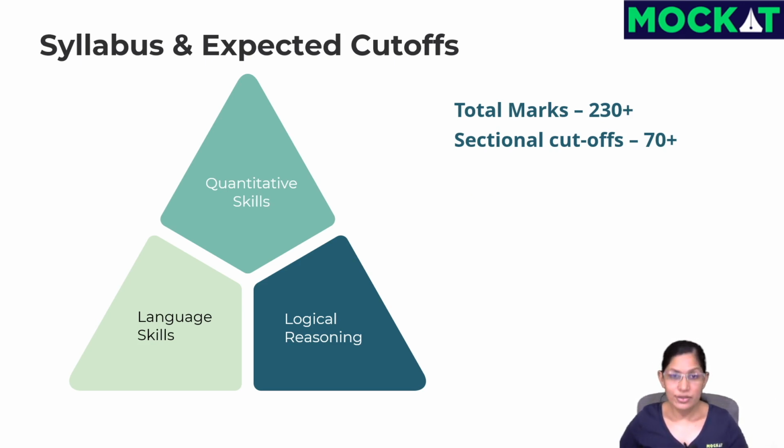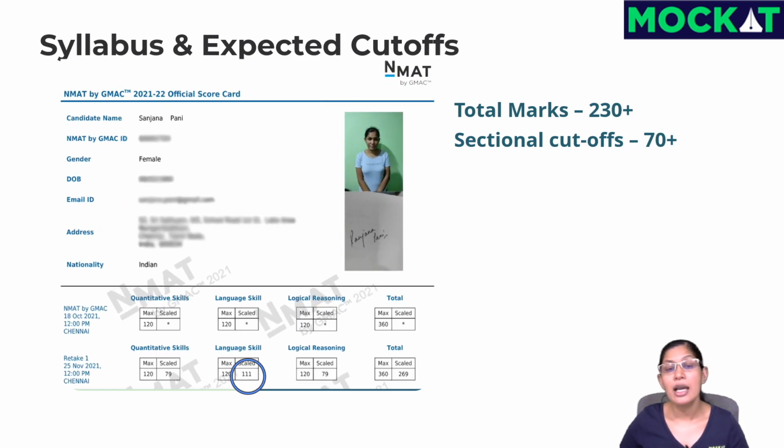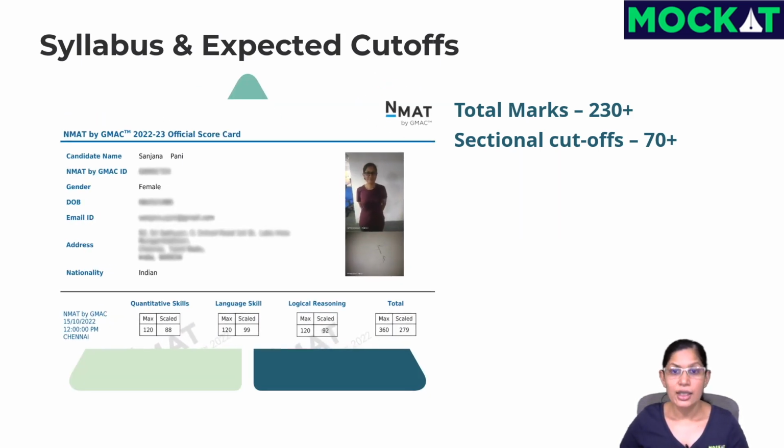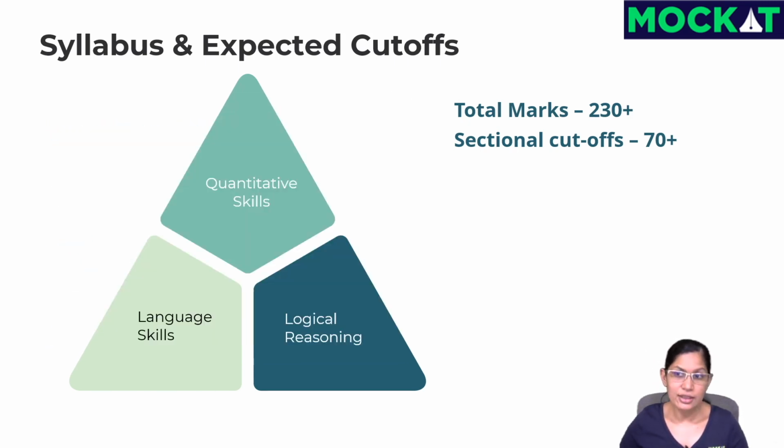Now this year, from what we have seen having taken it, and from some of our students having taken it, the exam does seem a tad tougher than last year. For example, last year I had got 111 in the language skills section, which is what I coach, and this year I just got 99. Quant again similarly was slightly tougher than last year. So again, what we are expecting is that the total mark cutoff should be 230 or just a little bit above that, and the sectional cutoffs again should be in the 70s. Now this again is for NMIMS Bombay.